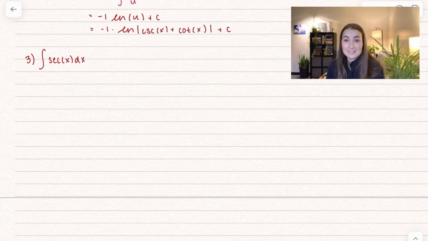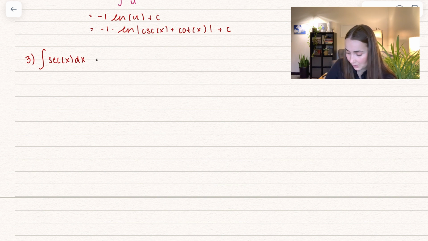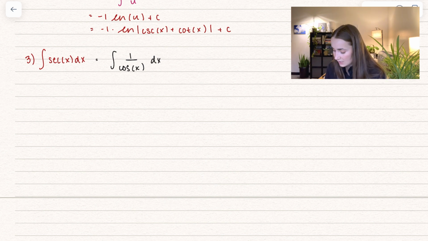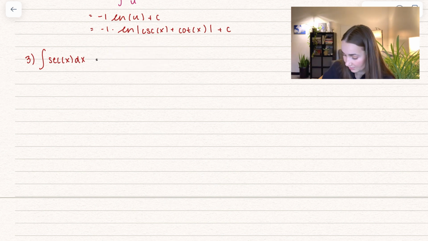Okay, so secant of x is going to have the exact same process. If I rewrote this, this would be 1 over cosine of x dx. And again, we can't use u substitution in this case because if we set u equal to cosine, there's no sine to balance it out. So that's not going to end up helping us. And instead, what some person thought to do is to multiply this whole thing times secant of x plus tangent of x.